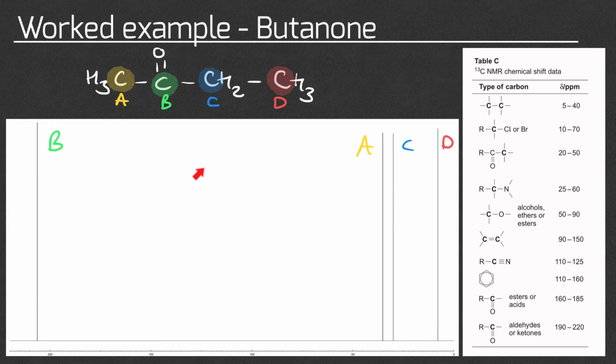Finally, peak B will be all the way at the end. This is about 210 ppm, which matches exactly where you'd expect to find an aldehyde or a ketone. It's the furthest shifted downfield, to the left, because the carbon is the closest to the electronegative group, in this case the oxygen.